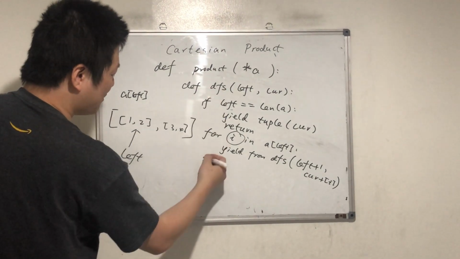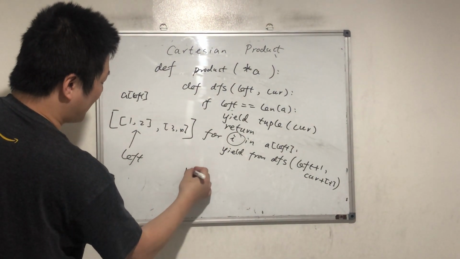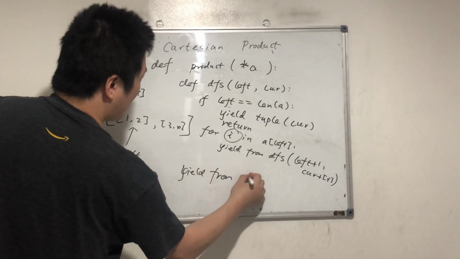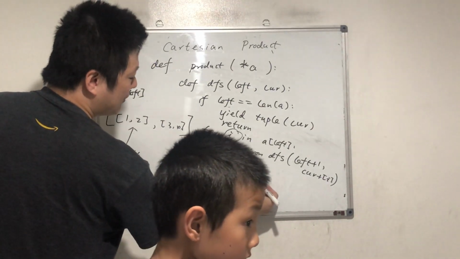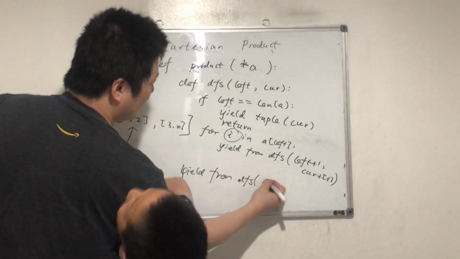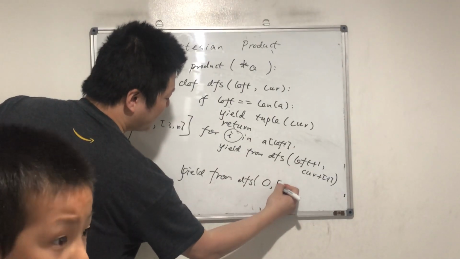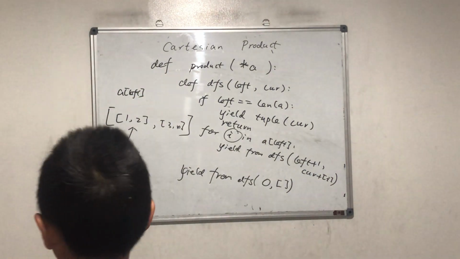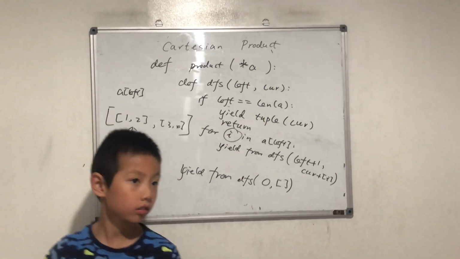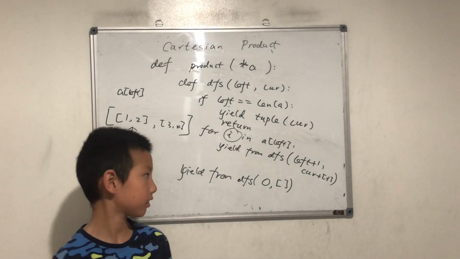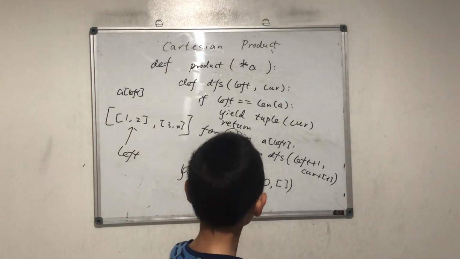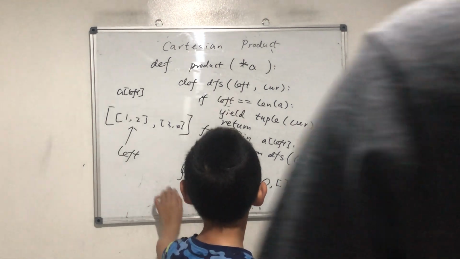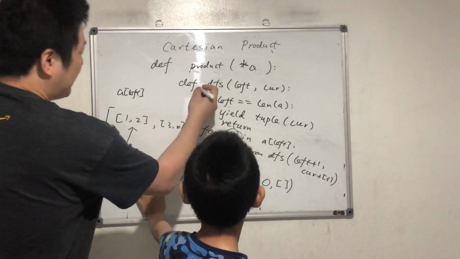And then here will be it. And then at the beginning, I will yield from DFS. The first one, 0. And at the beginning, it will be an empty list, right? Does it make sense? Empty list. Is it easy to understand or not? Yes, there's lots of yields. Okay. So this is the DFS.